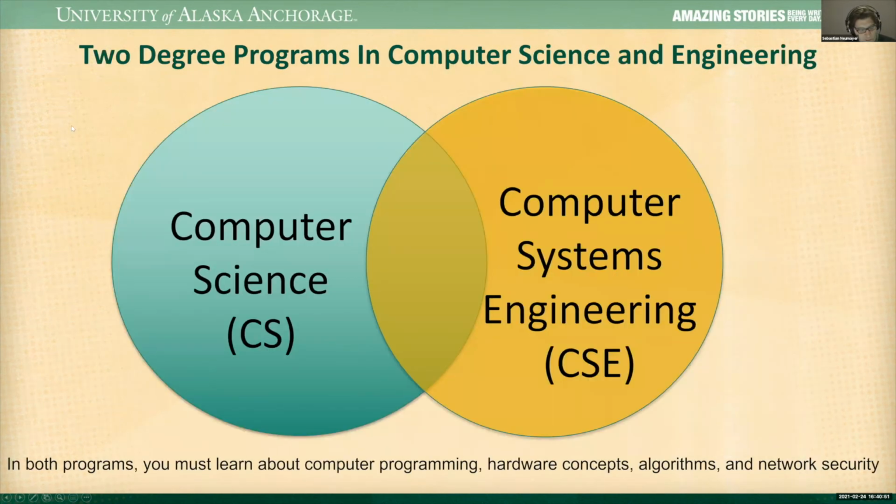And so we really offer 2 degree programs. We offer a computer science program, and this is stuff like the graph theory I was talking about, and like error detection.